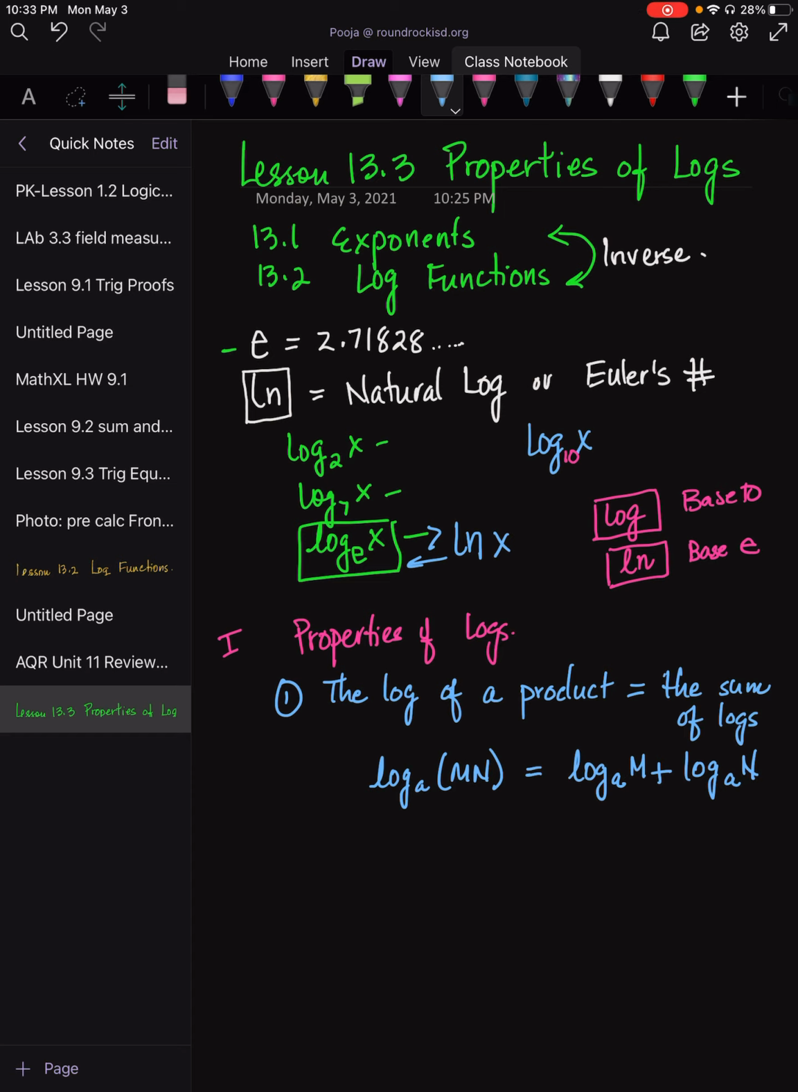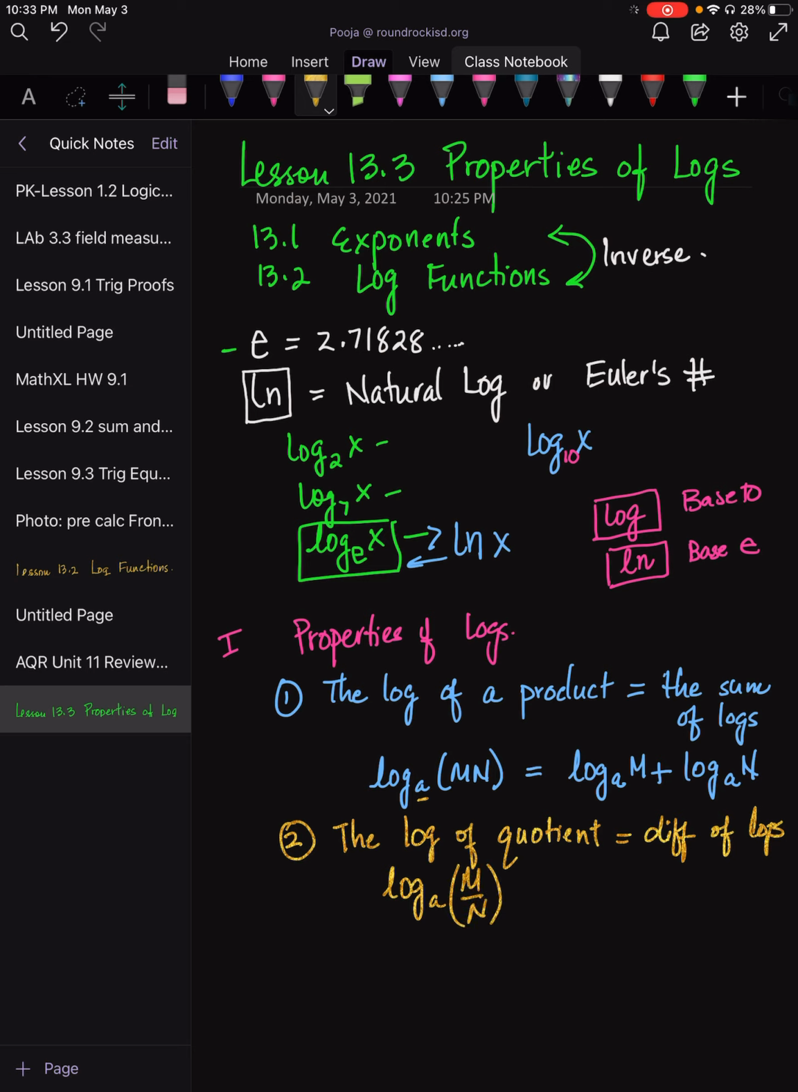Now the base obviously is going to stay the same because they were together to base A, whatever that base is in the question. Second property is about the same except that the log of a quotient, if you have division instead, is the same as the difference of logs. Instead of sum, it's difference. Example, if I have log to base A of a quotient of two expressions, m divided by n, then that's going to be the same as log base A of m minus log base A of n. Base has to stay the same.